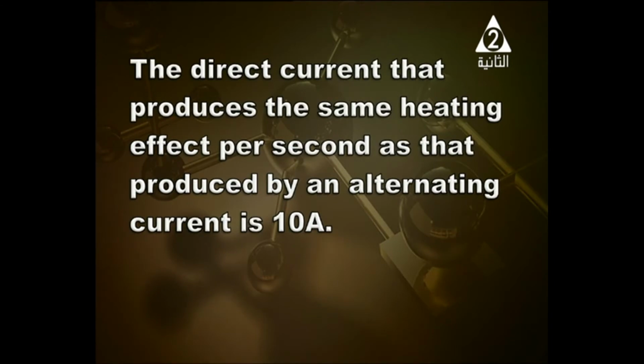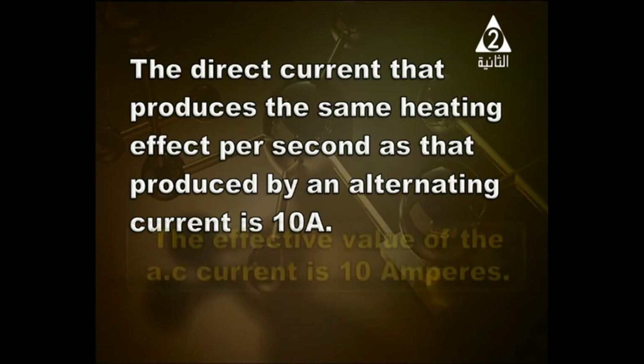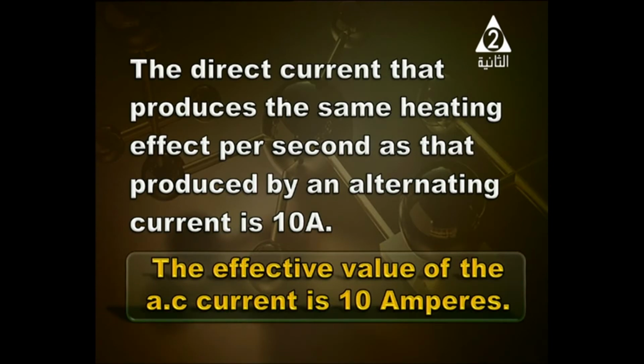Scientific term: the direct current that produces the same heating effect per second as that produced by an alternating current is 10 amperes. Direct current which produces same thermal effect per second is the effective value. Effective value of the AC current is 10 amperes.